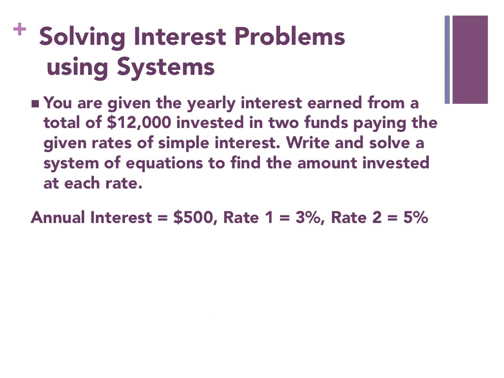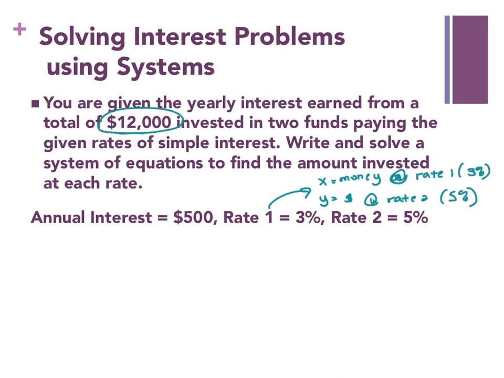This means system, I need 2 equations, 2 variables. So the variables this time are your rates. So let's say X is the money invested at rate 1, or 3%. And let's say Y is the money invested at rate 2, which is 5%. Because it says the total amount invested is 12,000, that's the first equation I can set up.